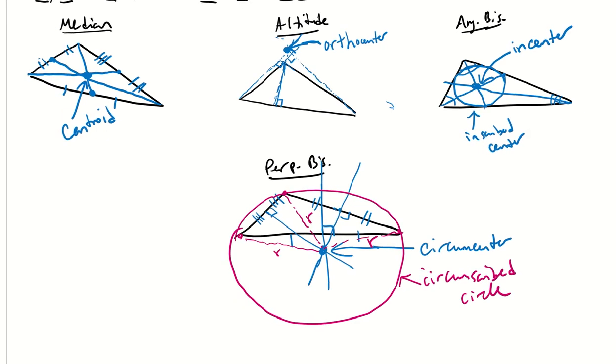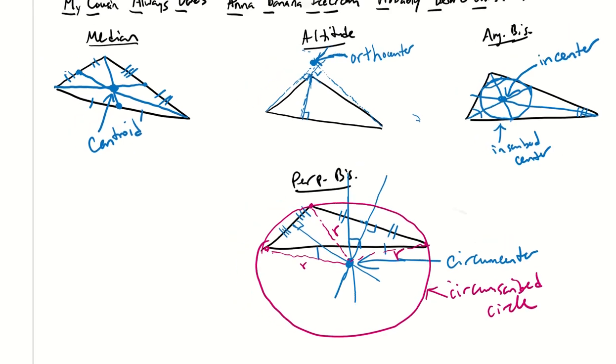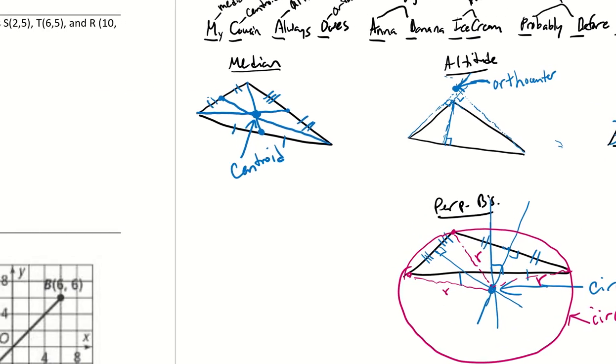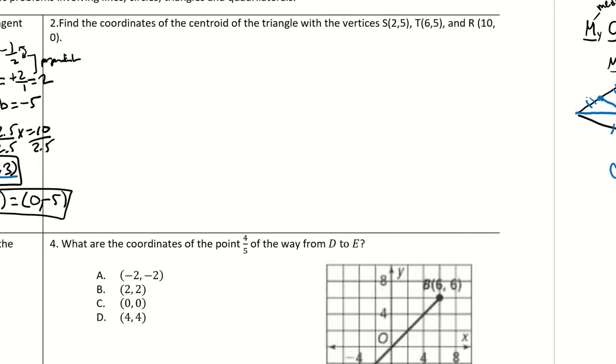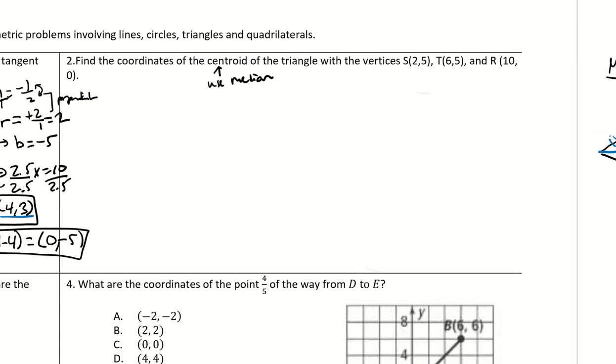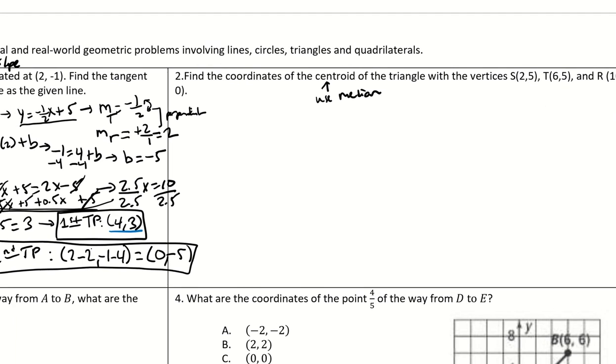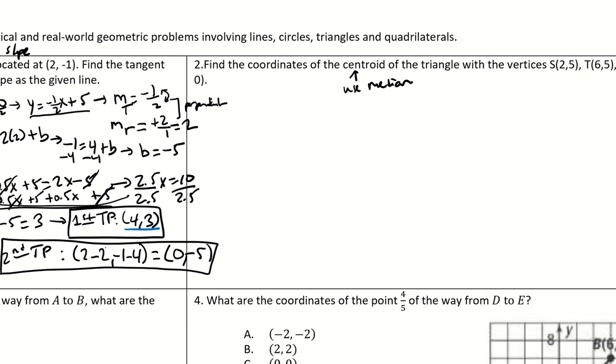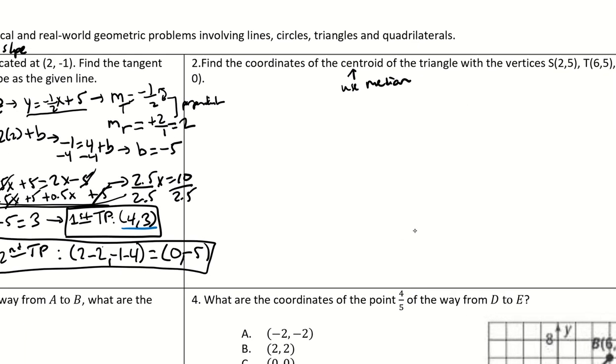All right, so that's a lot of detail. I just wanted to educate you on the different types. And so we're going to be using the median here. It says find the coordinates of the centroid. So centroid means median, right? We're using medians, I'm saying. So we're going to use the median with the vertices. Okay, so this is going to be fairly involved. Let's go ahead and do this. I'm going to try to show you the best I can with the limited space here.